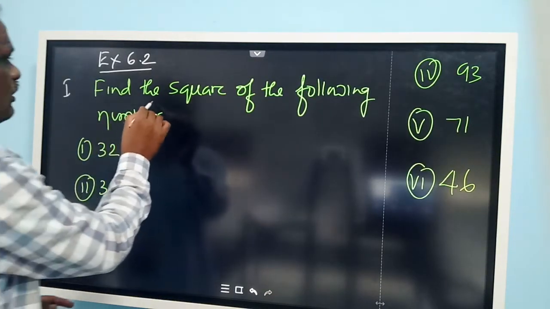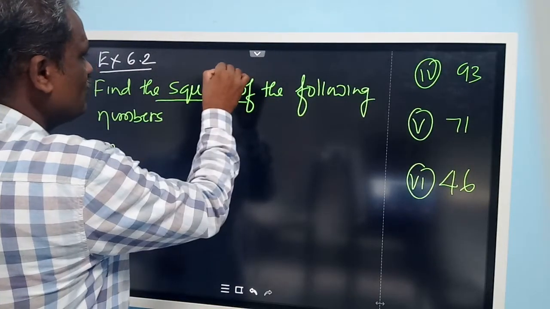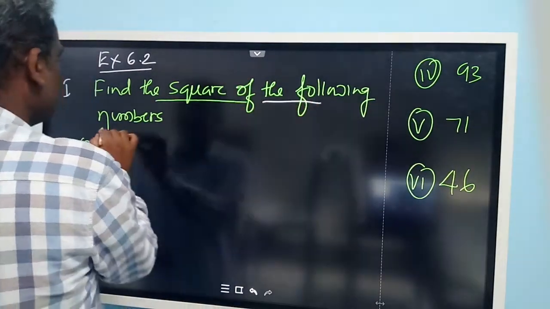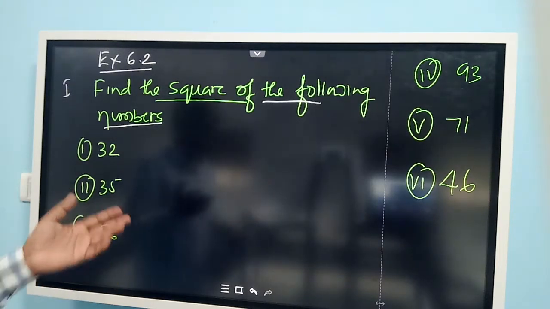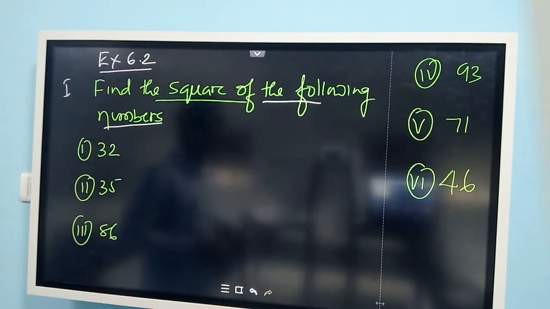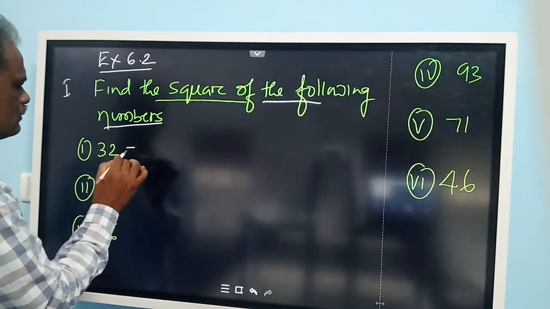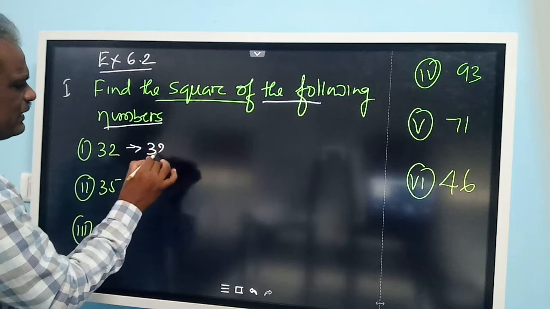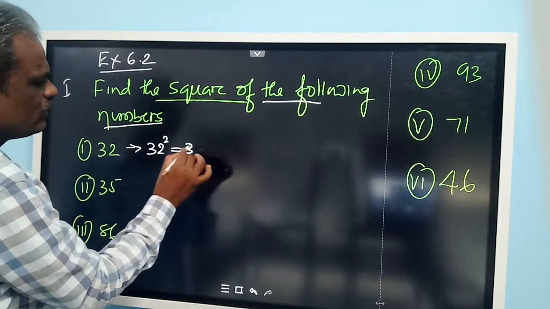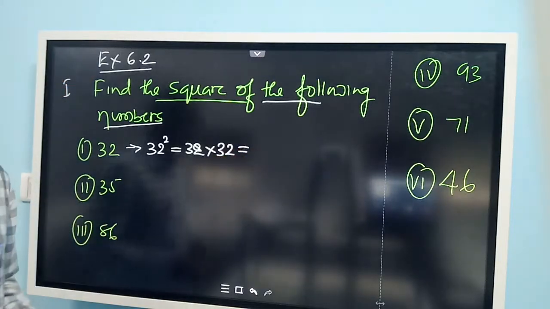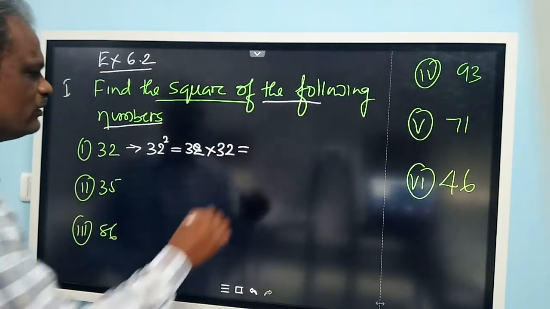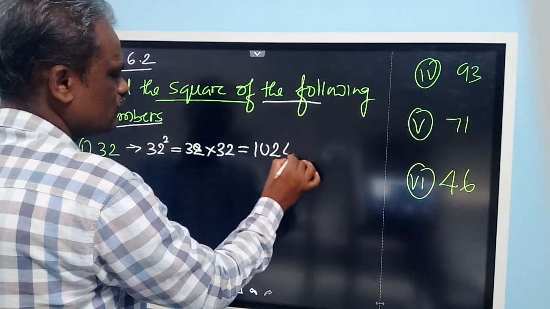Find the square of the following numbers by any method. It is not necessary to use multiplication as we did with the distributive property, so you need not follow direct multiplication. So this one, 32 squared. 32 squared means 32 into 32, and it is 1024.